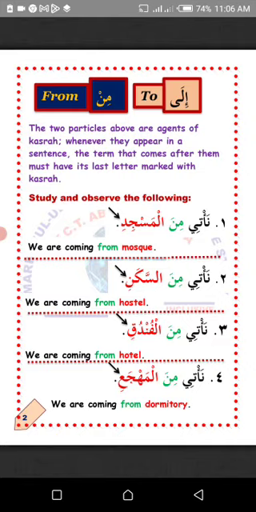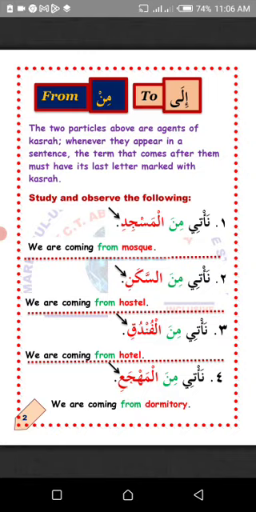So, ila simply means to, or from. I repeat, ila, to, or from. So the two terms above are agents of kasra. Any word in Arabic that appears after them must have its last letter marked with kasra. So their grammatical duty is to give kasra to the last letter of any word in Arabic appearing after them.